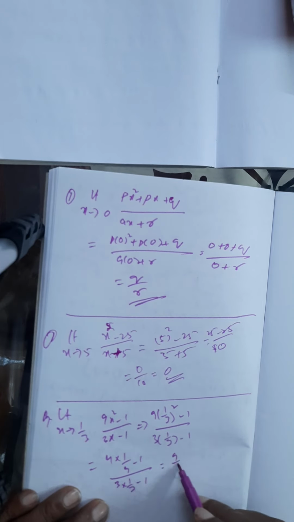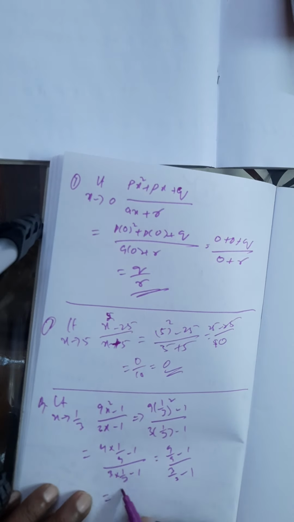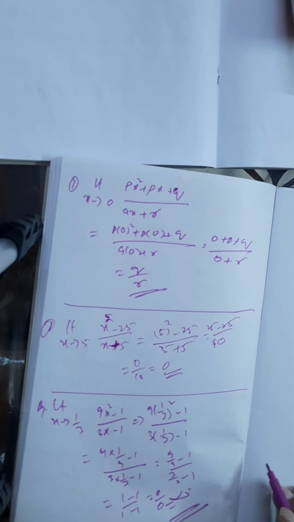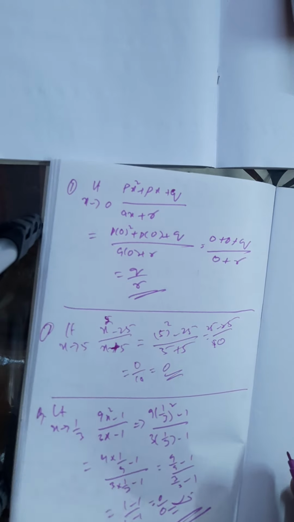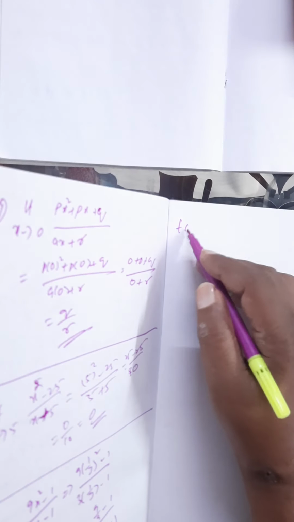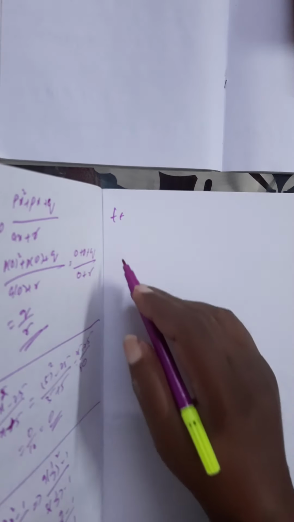This is 9x² minus 1 over 3x minus 1. So what is this? At x = 1/3 it is 1 minus 1 by 1 minus 1, which is 0 by 0, not a defined value. For that, what do we have to do? We have to cancel the factor which makes zero. So again we have to apply the limit like this, or check whether it is in a formula.